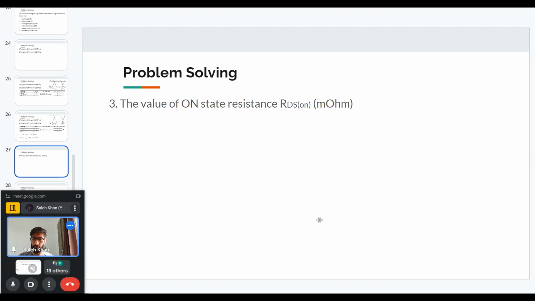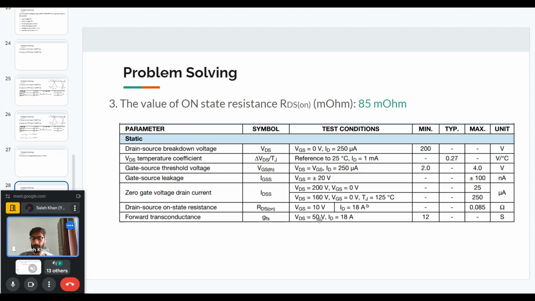Next, the question asks about the RDS on. Again, this is given in the data sheet, which says that the maximum RDS on is 85 milliohm. But again, this is given for a particular temperature. If the temperature is not mentioned, it is actually for 25 degrees.